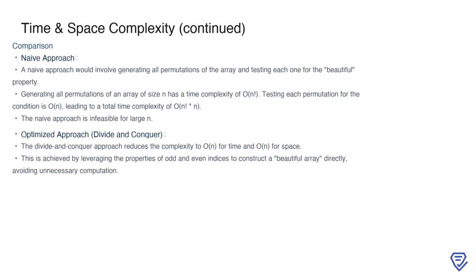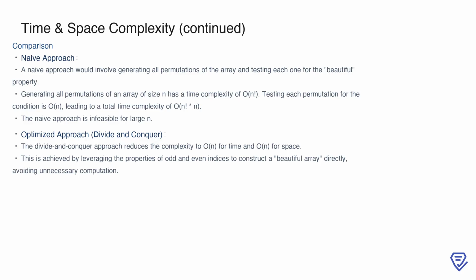When comparing this optimized approach to a naive one, the efficiency becomes even more apparent. A naive solution would involve generating all possible permutations of the input array and checking each one to see if it satisfies the beautiful condition. Generating permutations has a time complexity of O(n!), and testing each permutation requires O(n), resulting in a total time complexity of O(n! * n). This is computationally prohibitive for even moderately sized inputs.